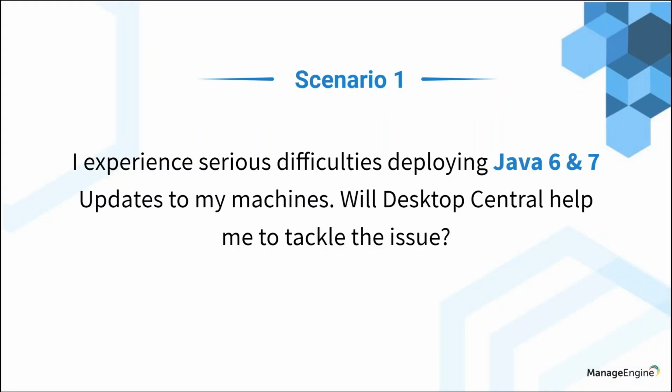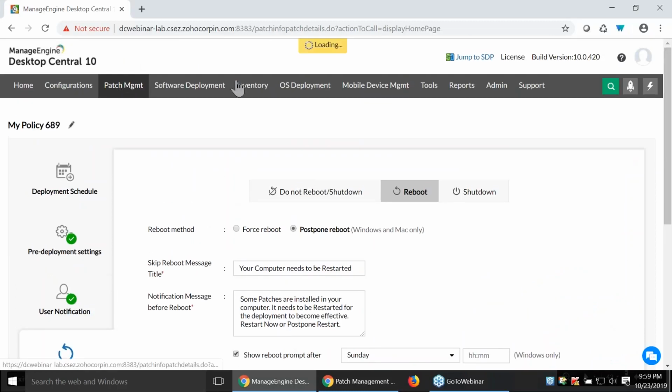Scenarios and solutions. So here comes the first scenario. I experienced serious difficulties deploying Java 6, 7, 8, as well as Java 11 patches. As you all know, Java stopped the actual download for Java 6, 7, 8, and 11 patches. Only when you own an Oracle account will you be able to download these patches to your environment. In this case, how are you going to push these patches to all the machines in your environment? We have an easy way to do this in Desktop Central.